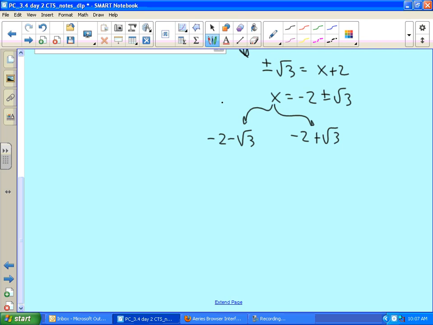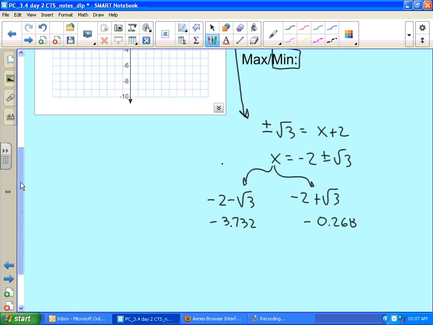Mr. Locke. For the plus, it is negative 0.267. Negative 0.268. All right. And then how about for this guy? That one is negative 3.732. Negative 3.732. All right. Now we're just graphing these, so we don't need to take it out to the thousandths place.